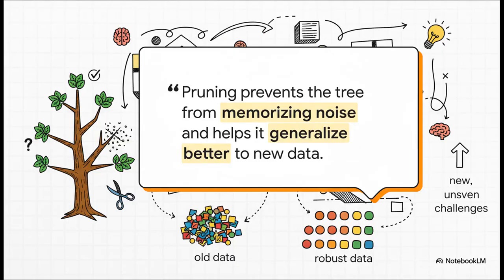It all boils down to this one simple idea. Pruning stops the tree from just memorizing the noise. It forces it to focus on the big, important patterns, which helps it generalize and handle totally new situations it's never seen before. Because at the end of the day, we don't care how well it did on yesterday's test, we care how well it's going to do on tomorrow's.